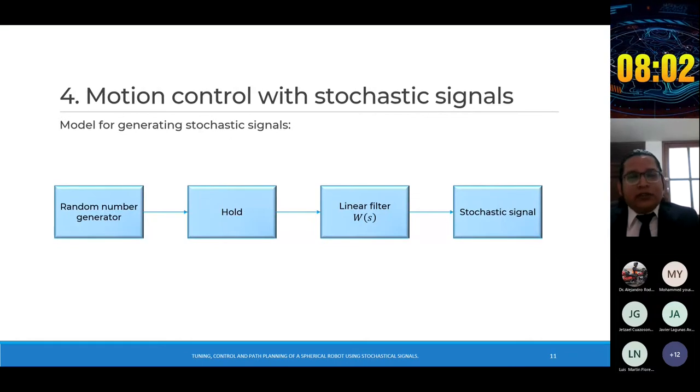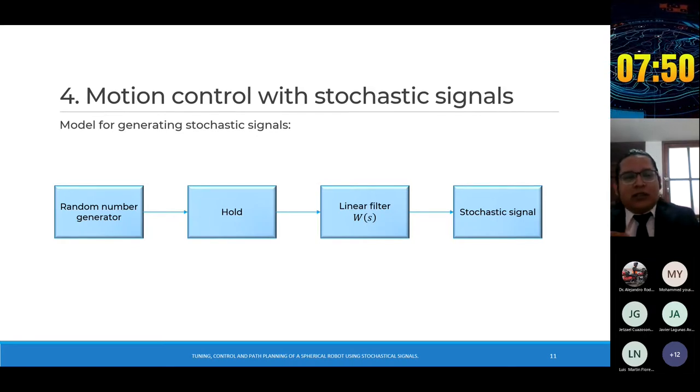In this case, we are using stochastic signals to generate a perturbation to make the system more robust against disturbances. The model that we are using for generating these stochastic signals is that we have a random number generator whose output is going to a hold. This hold is connected to a linear filter, and then we obtain the stochastic signal.